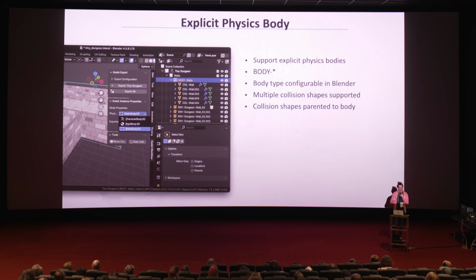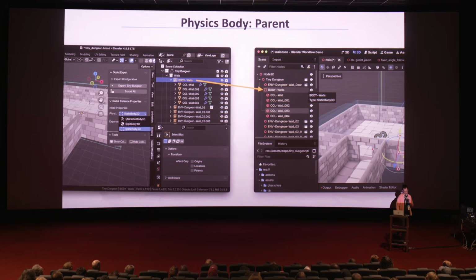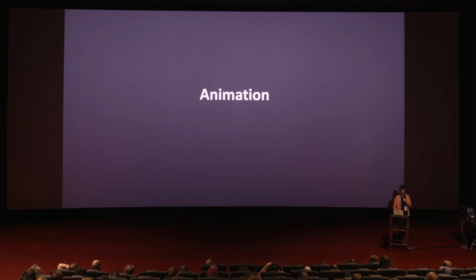So instead, I added support for adding a body object. It's literally just an empty. There's no data in it. It's named body dash, and then you parent all your colliders for that section to it. It looks like this. It looks exactly like you would expect it to.